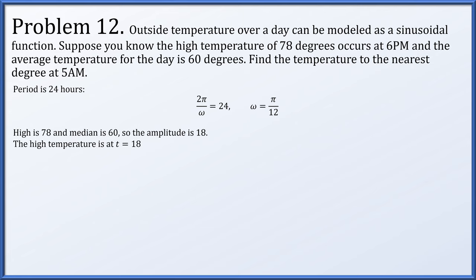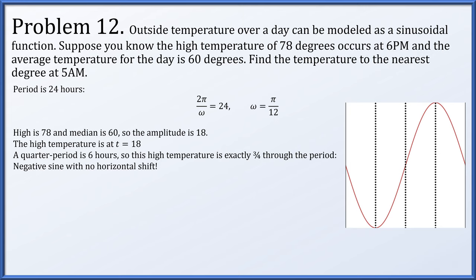Now the high temperature happens at 6 p.m., which is 18 hours after midnight. So at t equals 18, we have our high. If the period is 24 hours, a quarter period is 6 hours. So this high temperature is exactly 3 quarter periods. So here is a shape where the high happens exactly 3 quarter periods into it. That's a negative sine shape with no horizontal shift. So because the high temperature happens exactly 3 quarters of a period through, we conclude that at t equals 0, we are at the median going down, we have a negative sine shape.